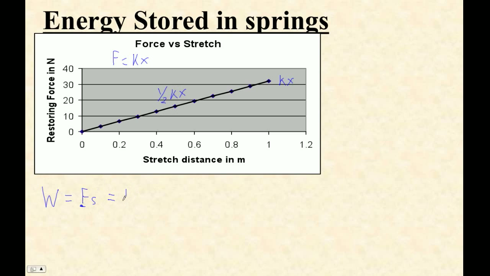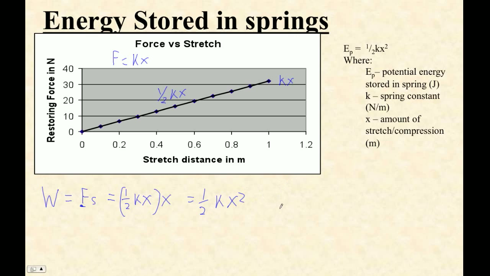So 1/2 kx is our force, and our distance is, of course, that we've stretched it x. We end up with 1/2 kx squared, right? That's what it looks like if you can't read my handwriting. This is the potential energy stored in the spring: 1/2 kx squared. K is the spring constant in newtons per meter, and x is the amount of stretch or compression in meters.